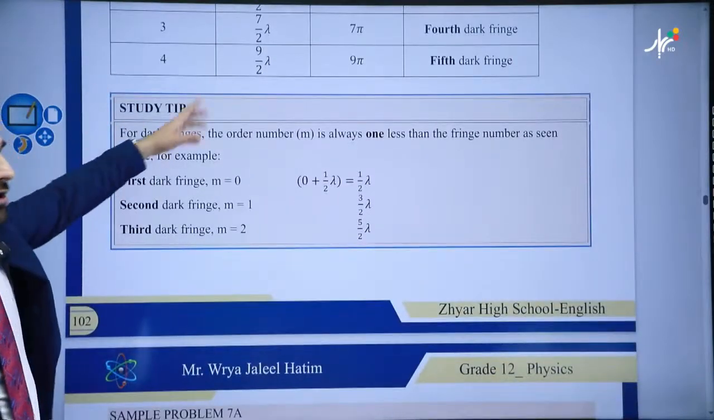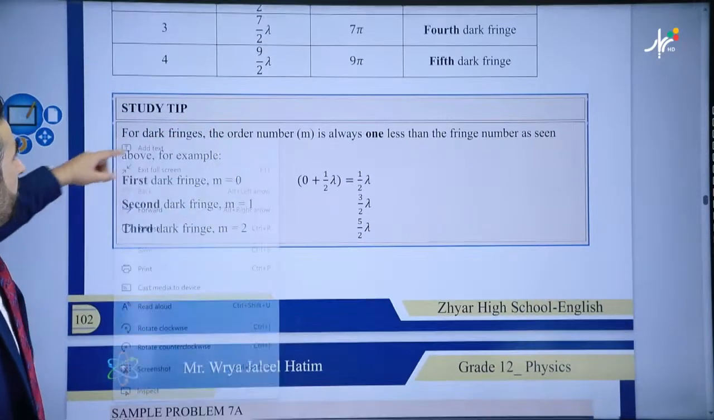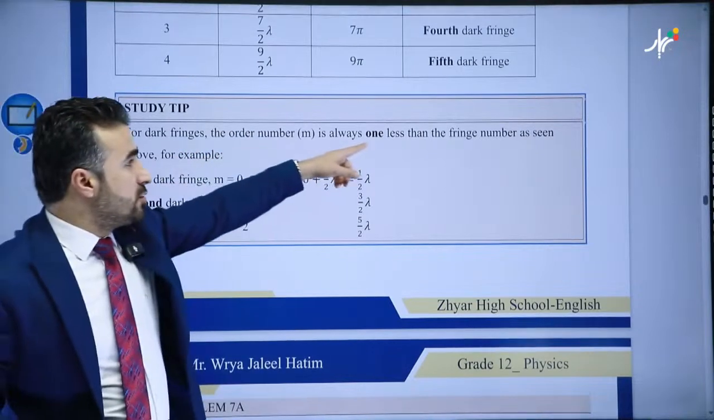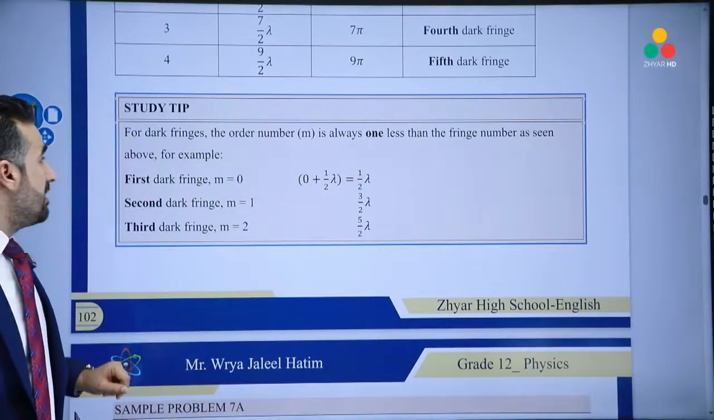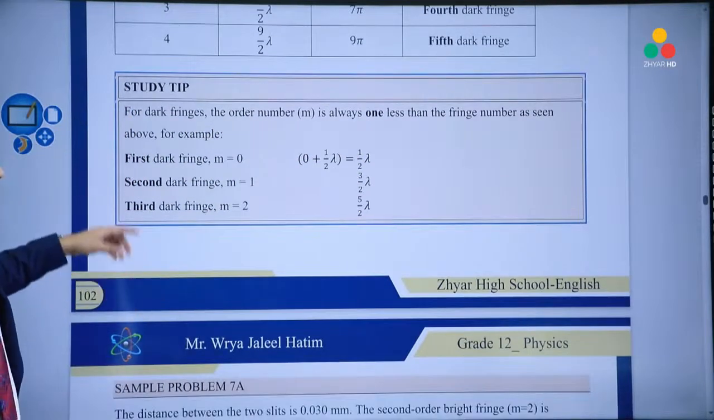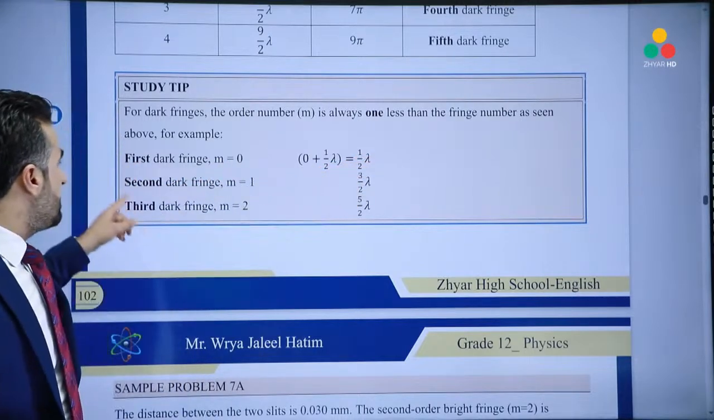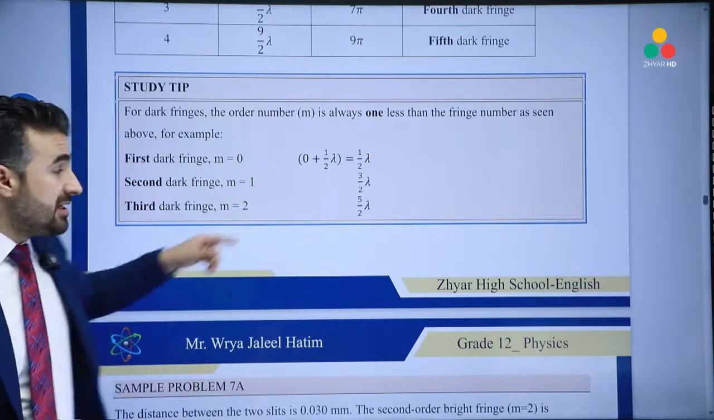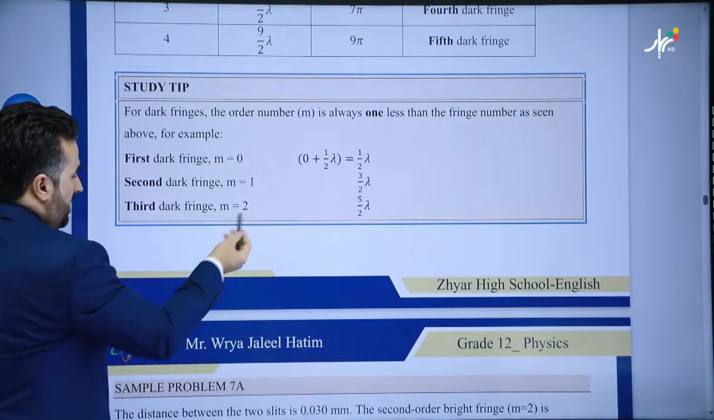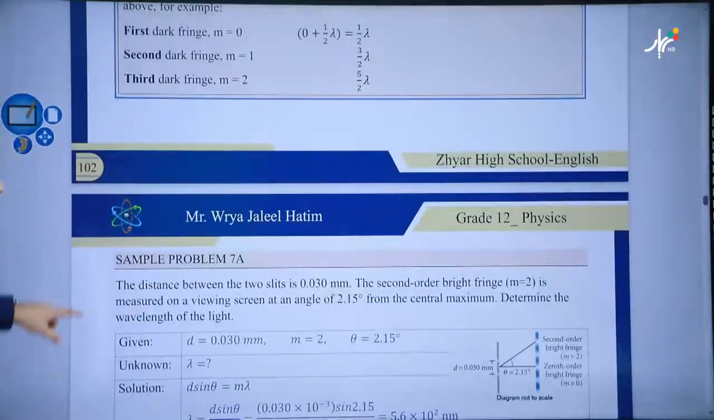We have a study tip regarding the m and all that. It says: for the dark fringes, the order number m is always 1 less than the fringe number. For example, when we say the first dark fringe, m is 0, so we get half a wavelength. When we say second dark fringe, m is 1 less, which is 1. Third dark fringe, m is 1 less, which is going to be 2 here.